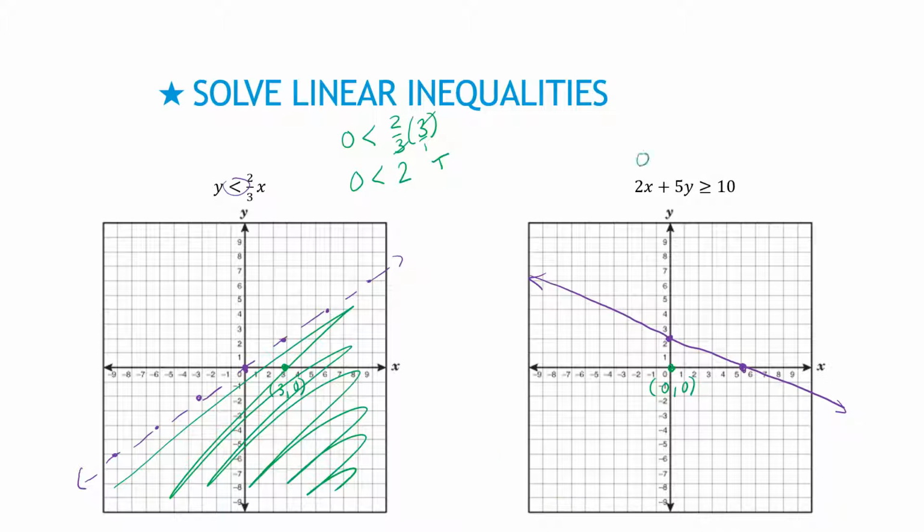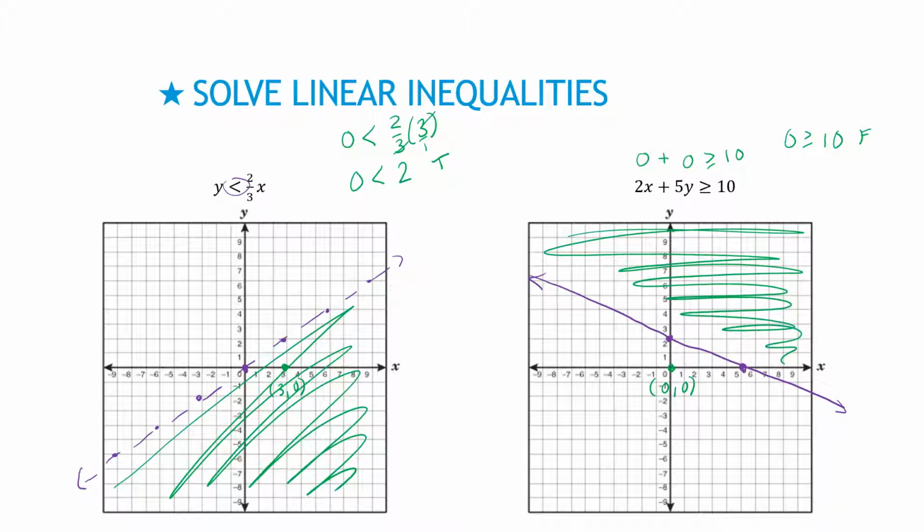So 2 times 0 is 0, plus 5 times 0 is 0. 0 is greater than or equal to 10 is absolutely false. So 0, 0 shouldn't be shaded. That means the opposite direction is shaded.